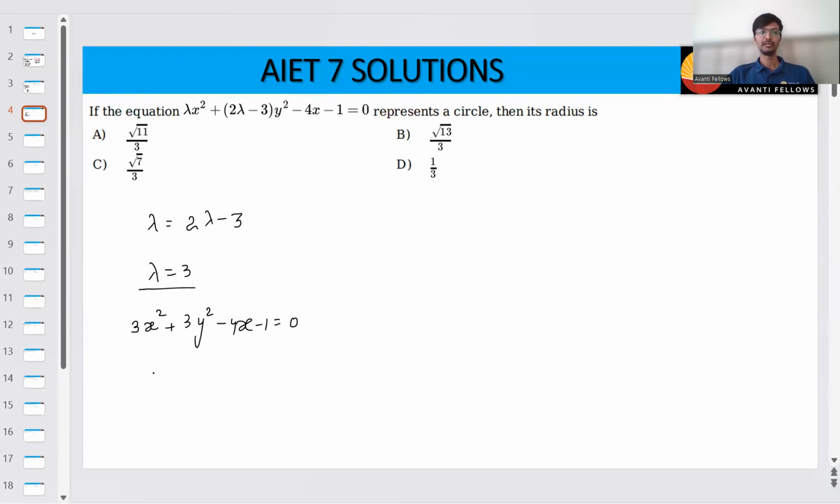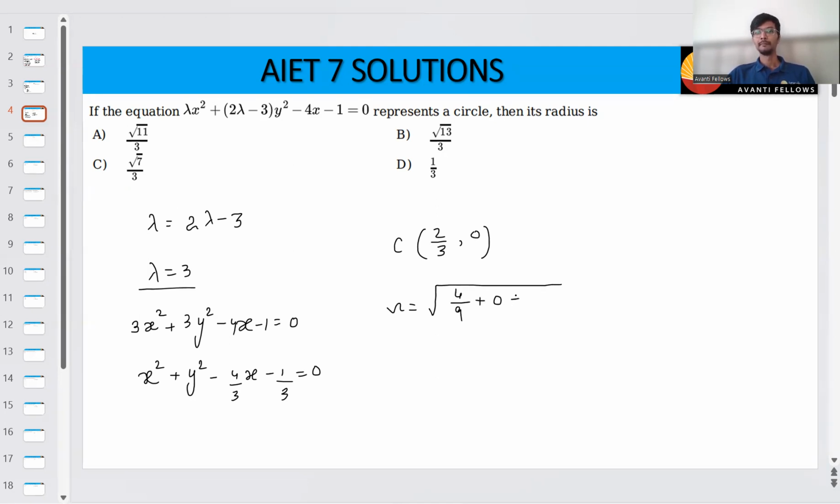To find its radius, we have to divide by 3. So x square plus y square minus 4 by 3 x minus 1 by 3 equals to 0. What is the center now? Center is minus g, minus f. Right? So same, divided by 2, change the sign, 2 by 3 comma 0 is the center. And the radius will be equal to under root of g square plus f square minus c. What does it come to, guys? If we take LCM, 3 3s are 9. So 7 by 9, which is root 7 by 3 is my answer, which is option number C.